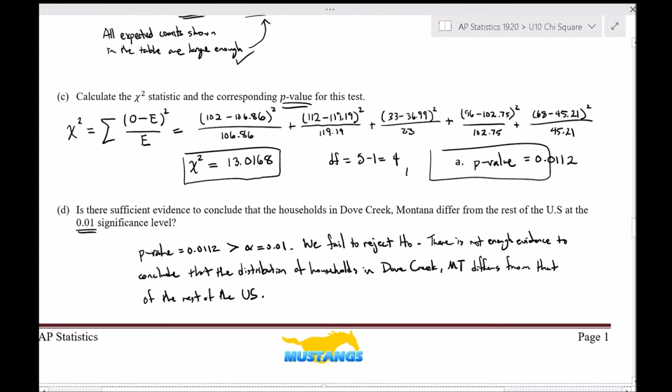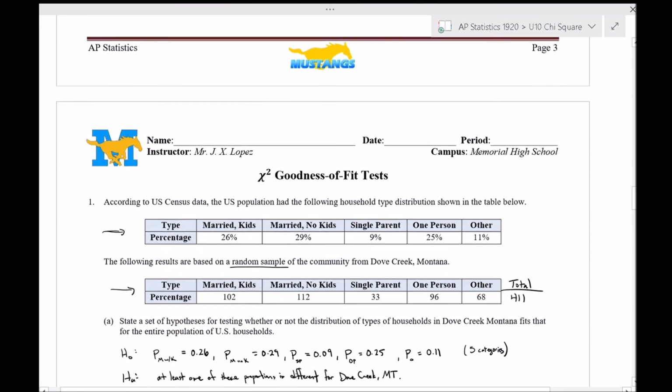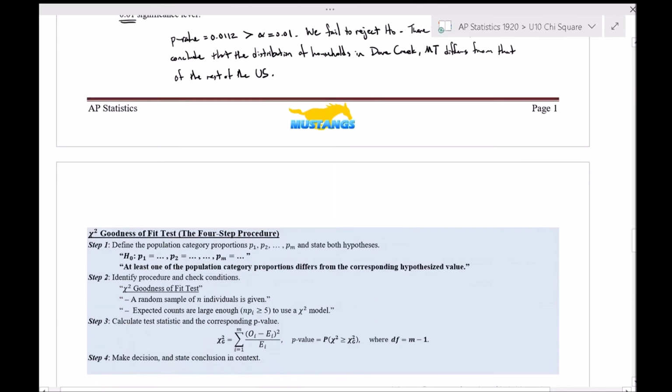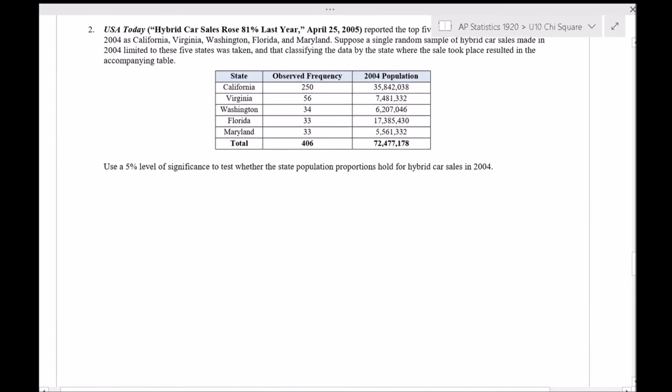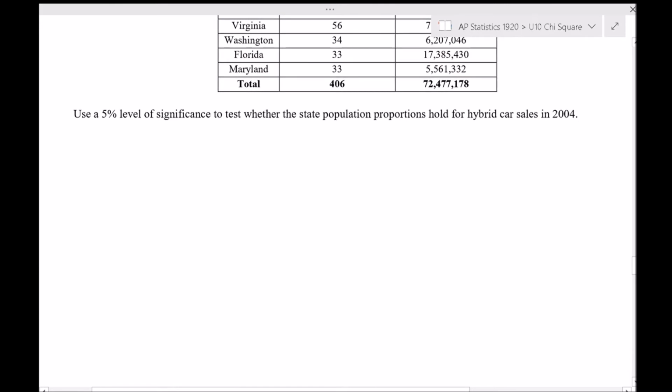And that's it for this test. So anyway, that's the first problem. We're halfway done with this section. Second problem is where we try this on our own without the aid of the parts A, B, C, and D, just going straight into the four-step procedure that we're used to using for any statistical test.